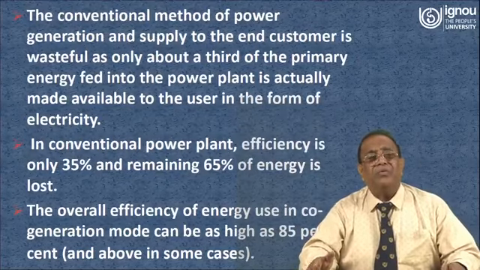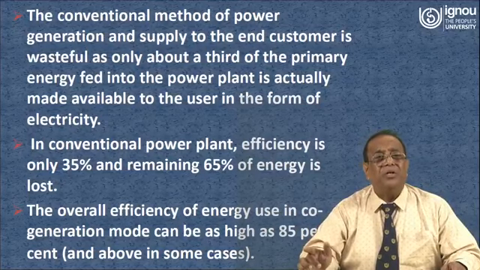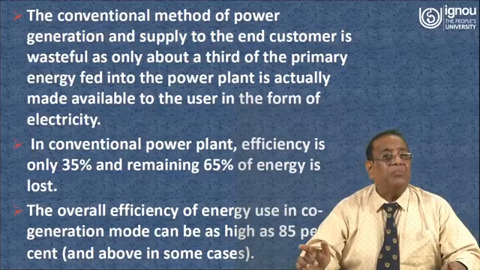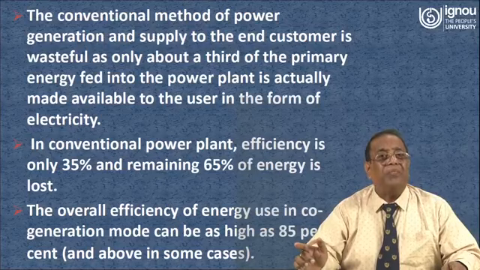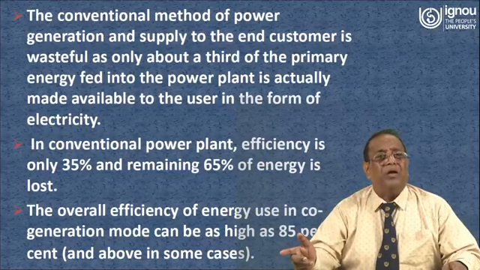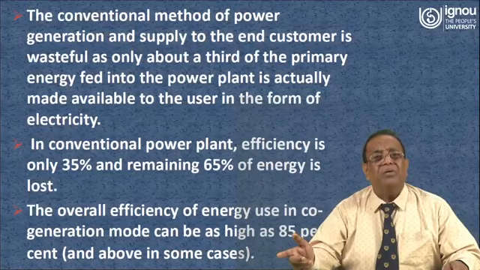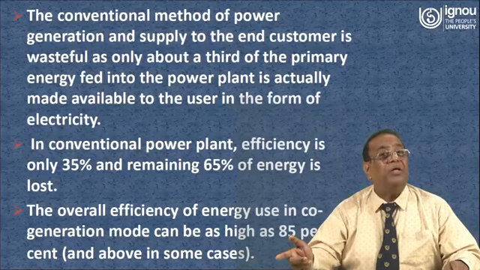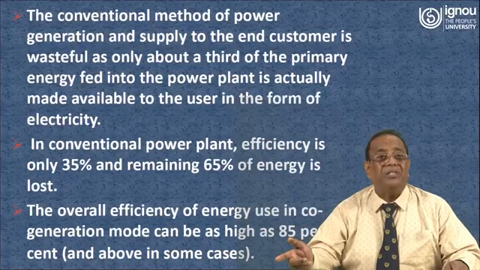Dear learners, we have discussed the cogeneration method of power generation and supply to the end customer. The conventional method is wasteful, as only about a third of the primary energy fed into the power plant is actually made available to the user in the form of electricity.